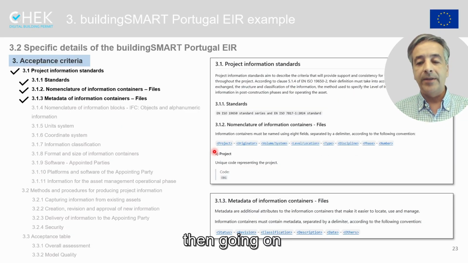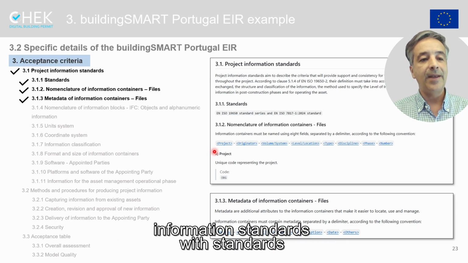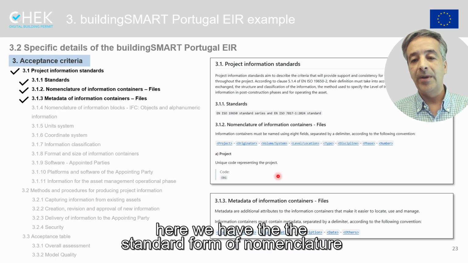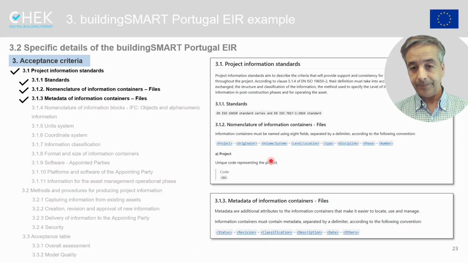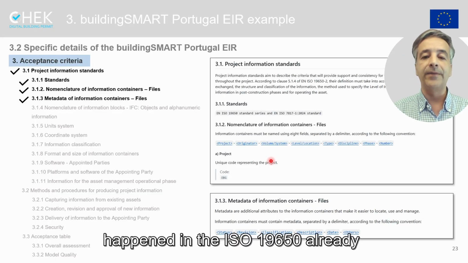Then going on the table of contents, we have the acceptance criteria, which will set the project information standards with standards, nomenclature, and metadata of information. So here we have the standard for nomenclature, which in many cases is a mere translation of things that happen in the ISO 19650 already.